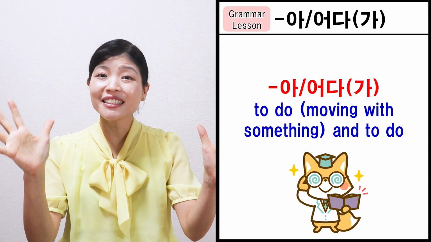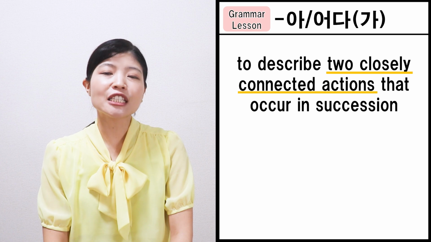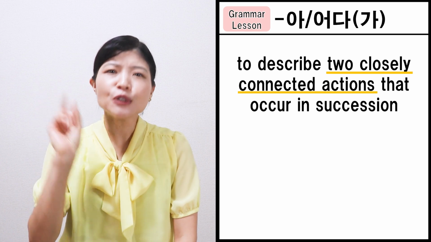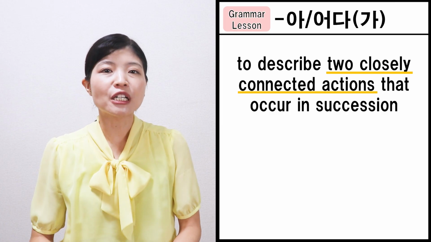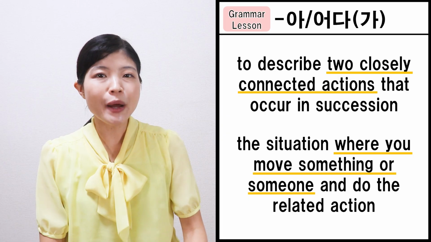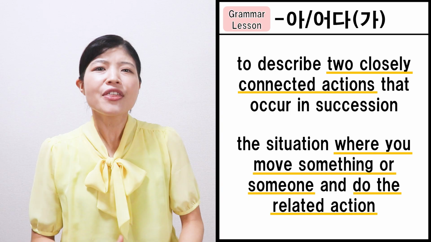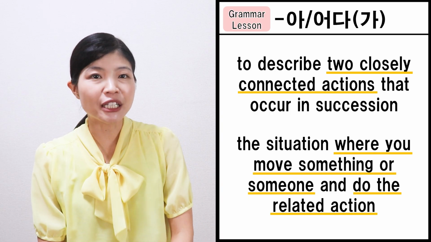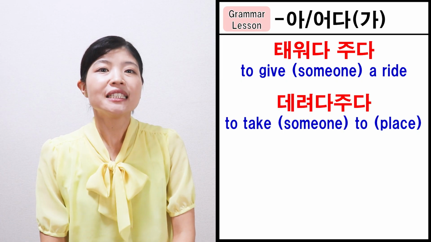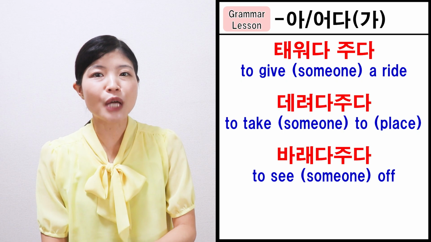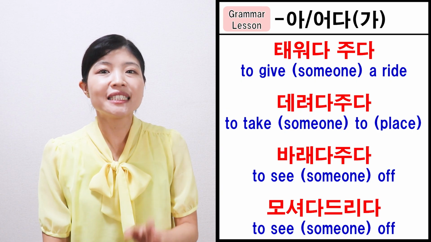The last grammar is 아오다가, to do moving with something and to do. This is an expression used to describe 2 closely connected actions that occur in succession. This grammar especially fits well in the situation where you move something or someone and do the related action. There are already words that apply this grammar. For example, 태워다 주다, to give someone a ride, 데려다 주다, to take someone to place, 바래다 주다, to see someone off, 모셔다 드리다, the honorific form of to see someone off.